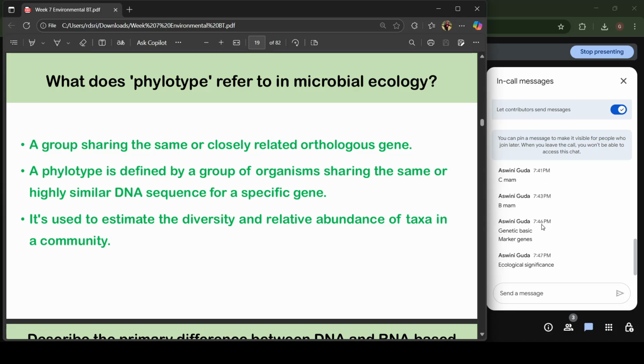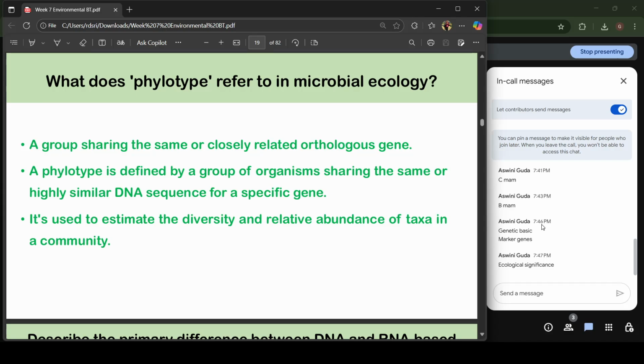What we mean by orthologous genes is that they have descended from a common ancestral gene. Whenever speciation happens, if the gene has evolved from a common ancestor, those genes we call orthologous genes. So in that case, the similarity between the gene sequences is going to be very close. The organisms which share this feature are called phylotypes: a group of organisms sharing the same or highly similar DNA sequence for a specific gene.